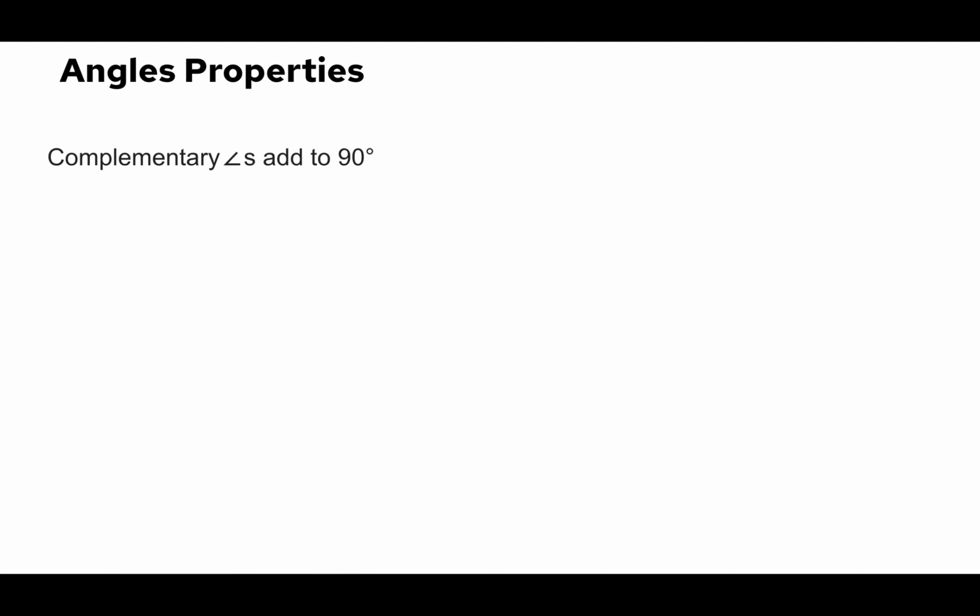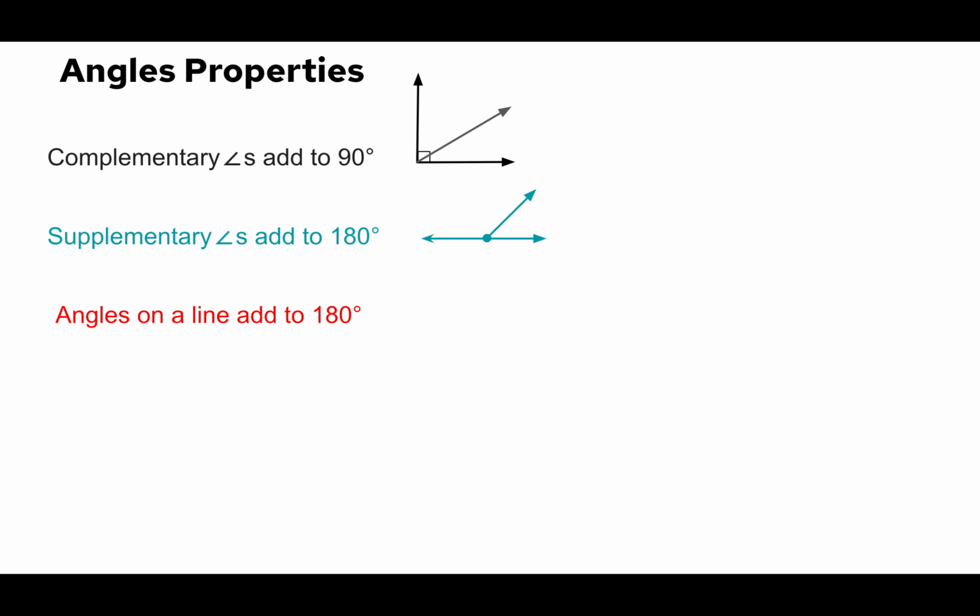Complementary angles are angles that we add together and they equal 90 degrees. So you can see that this has two angles, and if we add them together, it equals 90 degrees. And again, I know it's 90 degrees because of the little square here that they have by the vertex. Supplementary angles add up to 180 degrees. So you can see that there's a line, so these two angles add up to 180 degrees.